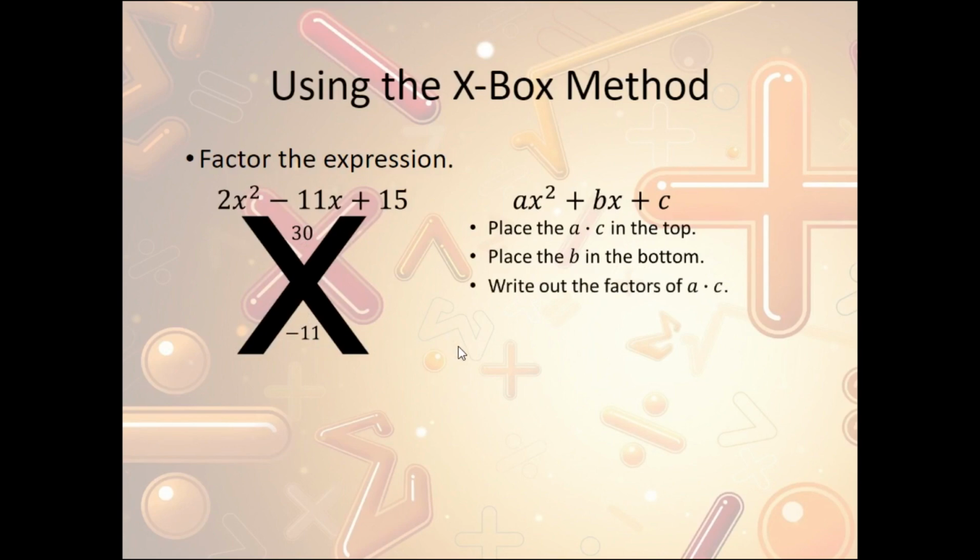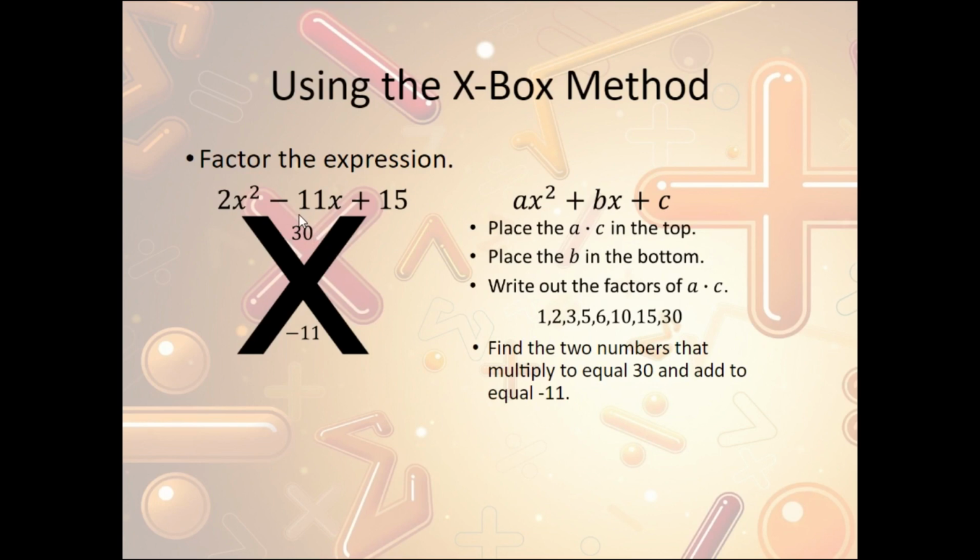So we write out the factors of 30, and we get 1, 2, 3, 5, 6, 10, 15, and 30. Well, we know that 30 is positive, so we need two numbers that are both the same sign, which add to get -11. Well, 5 and 6 gives us 11. So if they're both negative, that would give us negative 11. So this would be negative 5 and negative 6. So we go ahead and place that there.